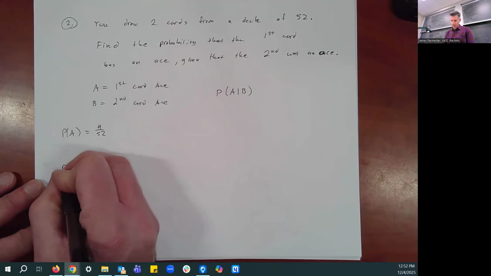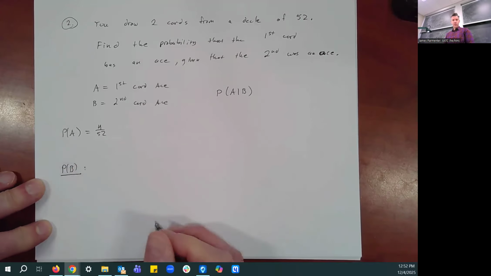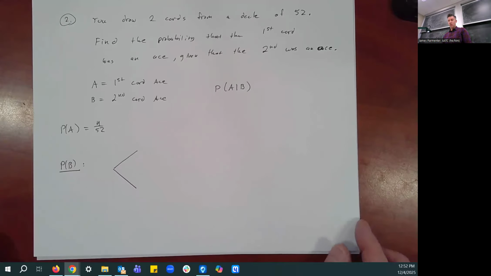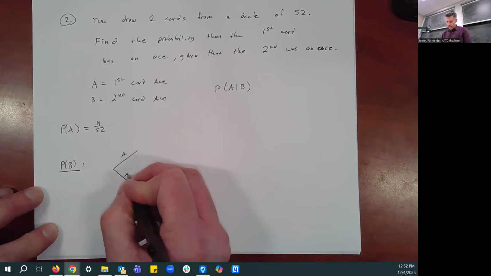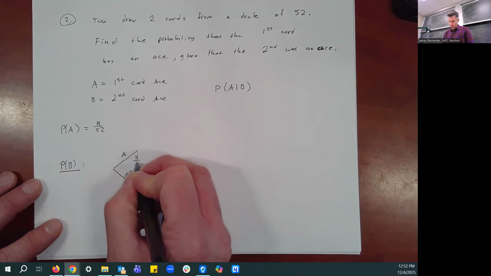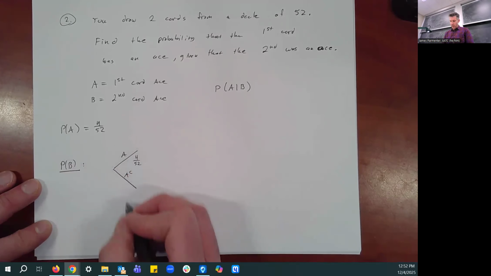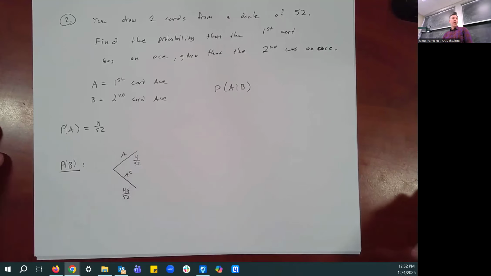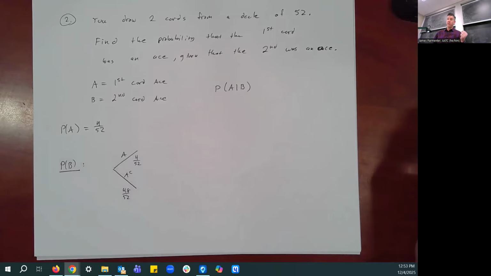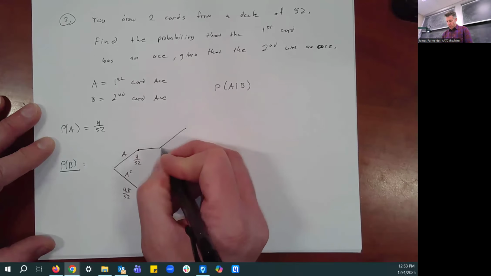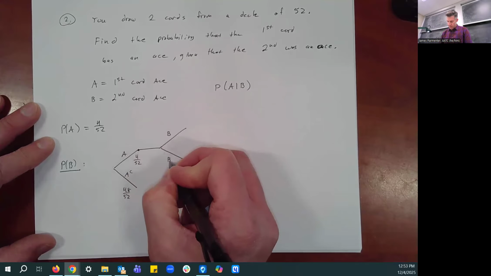So, what's the probability of B? Well, first event A happens or it doesn't, when you draw the first card. The probability of drawing an ace is 4 out of 52, and the probability of not drawing an ace is 48 out of 52. Yes, I realize we could reduce these fractions, but I feel it's smarter not to, because it's good to think about the number of cards out of the number of cards. Okay, then either the second card is an ace or it's not.